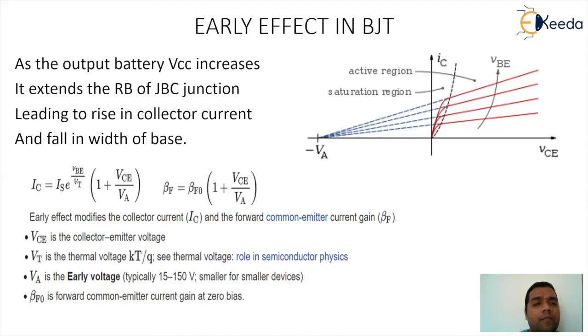So here, when I define the impact in terms of early voltage, the value of IC will be defined as IC is equal to IS e raised to VBE by VT with a multiplying factor of 1 plus VCE by VA. And a similar impact can be seen in terms of beta also. The beta will be defined as beta F0 into 1 plus VCE by VA, where beta F0 is defined as the forward common emitter current gain at zero biasing. So this is the impact of the early effect, or you can say early voltage in BJT.